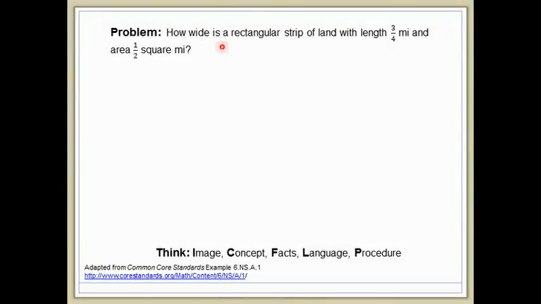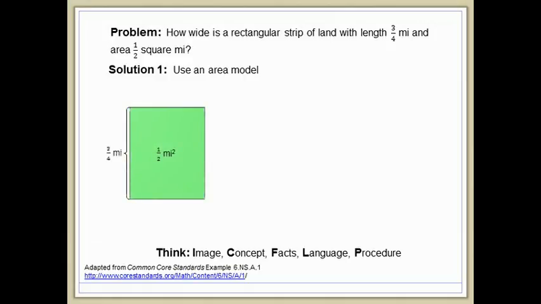So here's our problem. How wide is a rectangular strip of land with length 3/4 mile and area 1/2 square mile? Often students will see problems like this and just simply multiply the two numbers because they see area, they see length and width, they see two numbers, so they multiply. It's important to recognize that what's given is the area and one of the side lengths, and what's asked for is the other side length. So this ends up being a division problem. We'll start by looking at an area model of this problem.